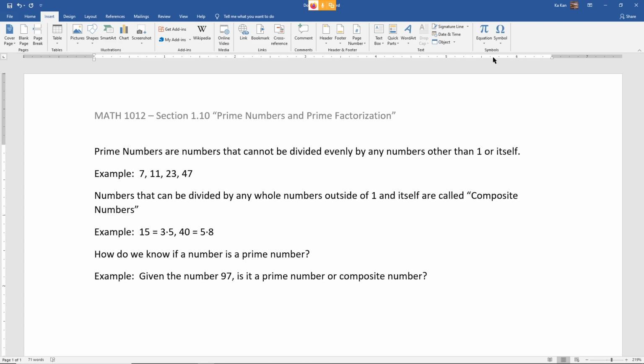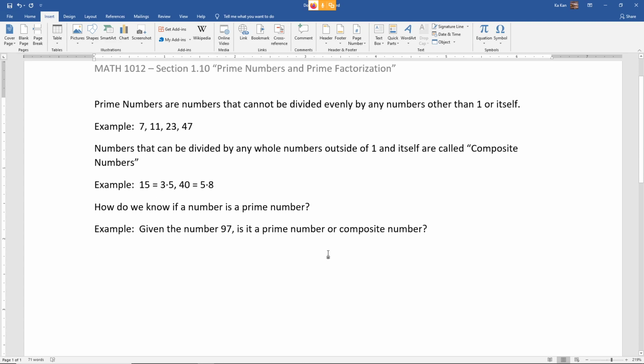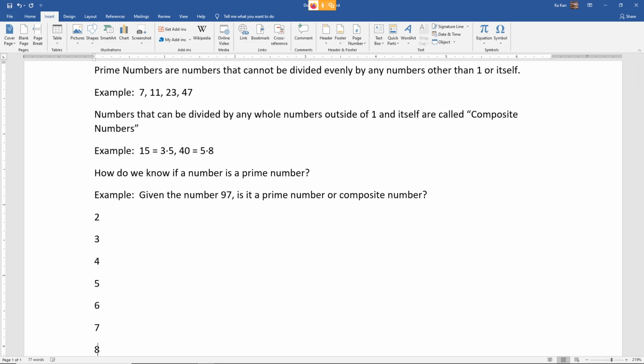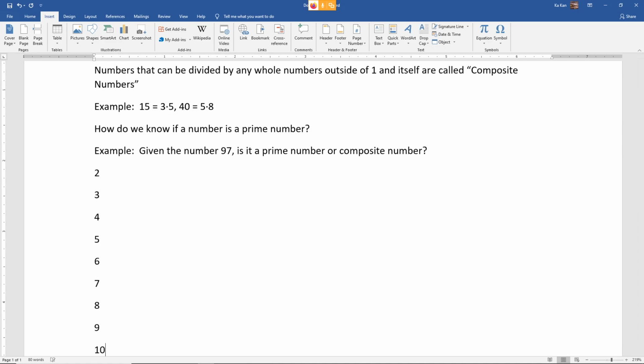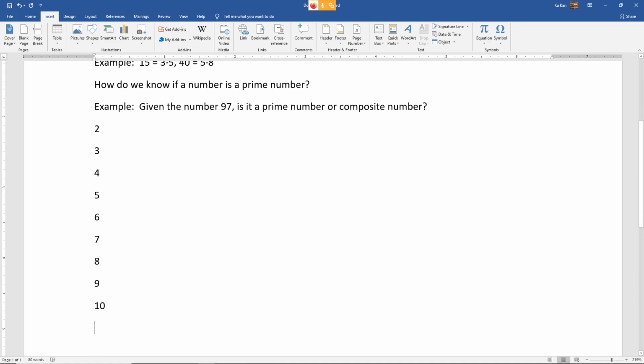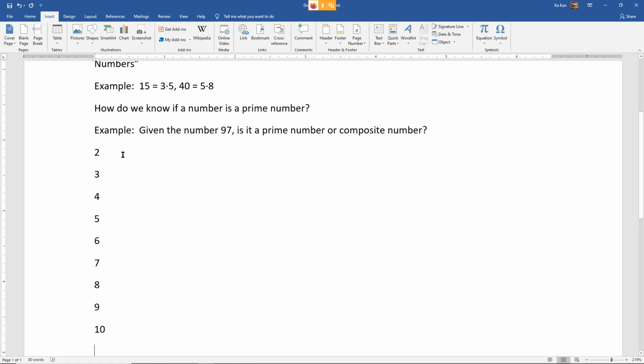Here's my rule. I would take out from session 1.9, which is the divisibility rules, and just go like this: 2, 3, 4, 5, 6, 7, 8, 9, 10. Right? I'll stop at 10. That's for a reason. So you don't always stop at 10, but let's say, can 2 go into 97? Now, 97 is not even, it is an odd number, right? So, no.